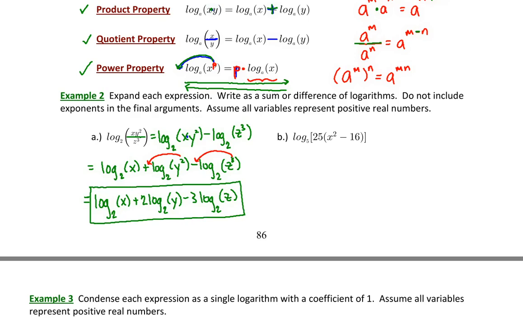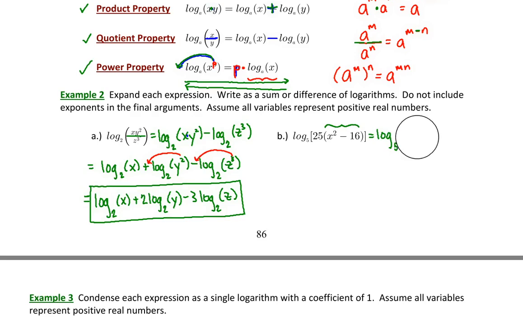We have log base 5 of 25 times x squared minus 16. Now notice here we have a polynomial that could be factored. Let's begin by breaking that down into two factors. So we have log base 5 of 25 times x plus 4 times x minus 4, just factoring the difference of two squares there. Then we have three factors, 25, x plus 4, and x minus 4.